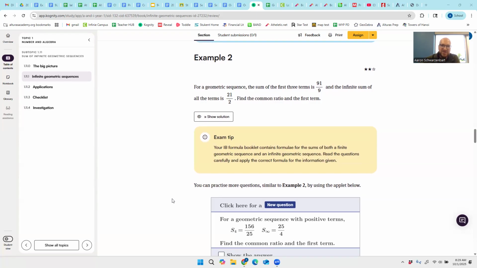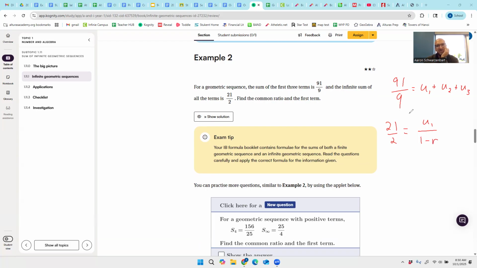Okay, for a geometric sequence, the sum of the first 3 terms is 91 over 9, and the infinite sum is 21 over 2. Find the common ratio. So 91 over 9 equals U1 plus U2 plus U3. And the infinite sum is 21 over 2, equals U1 over 1 minus R.